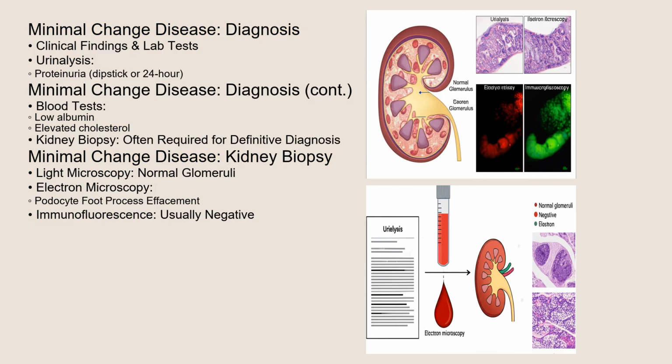Diagnosis of minimal change disease typically involves a combination of clinical findings and laboratory tests. A urine dipstick or 24-hour urine collection confirms the presence and quantity of proteinuria. Blood tests will reveal low albumin levels and elevated cholesterol. However, the definitive diagnosis often requires a kidney biopsy. While the glomeruli appear normal under light microscopy, electron microscopy will show the characteristic podocyte foot process effacement. Immunofluorescence studies are usually negative, further supporting the diagnosis of minimal change disease.